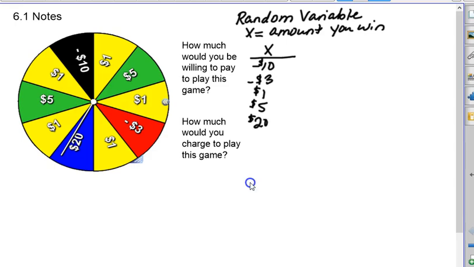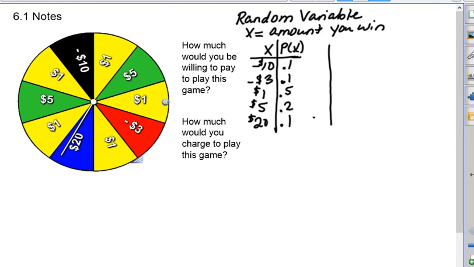Now we can create a probability distribution for x and list the probability of each of these occurrences happening. There are 10 equally sized spaces. So there's a 0.1 probability of getting negative 10, a 0.1 probability of getting negative 3. There are 5 ways to get $1, so a 0.5 probability, 5 out of 10 for 1, 2 out of 10 for 5, and 1 out of 10 for 20. So this is known as a probability distribution.